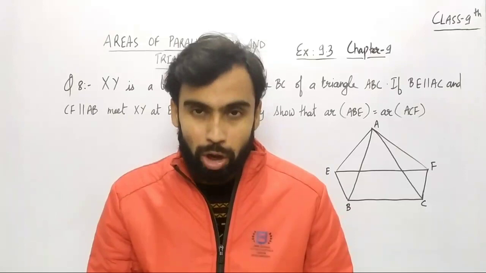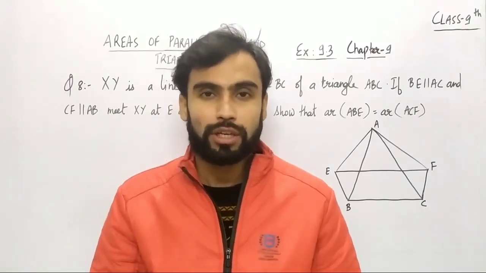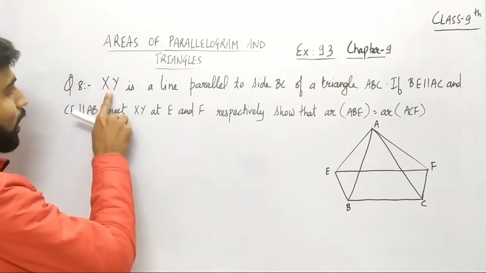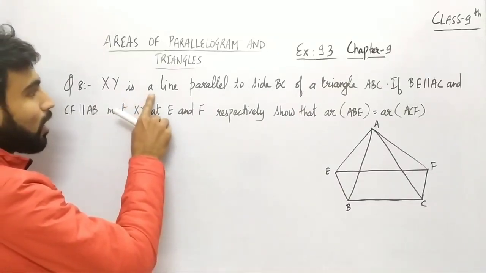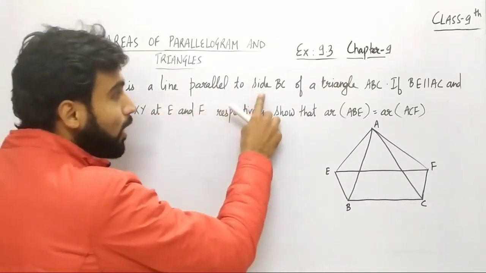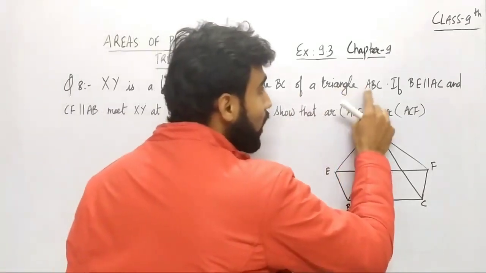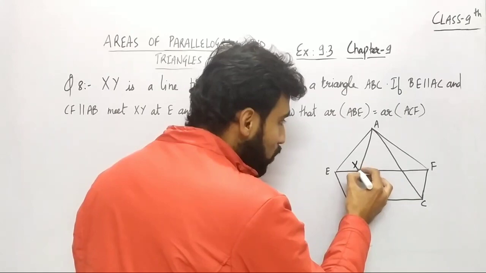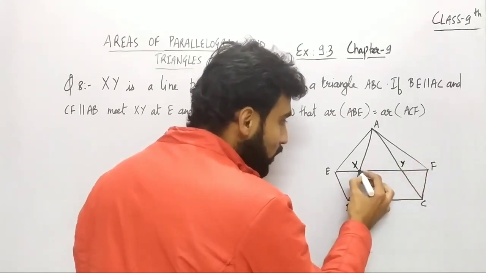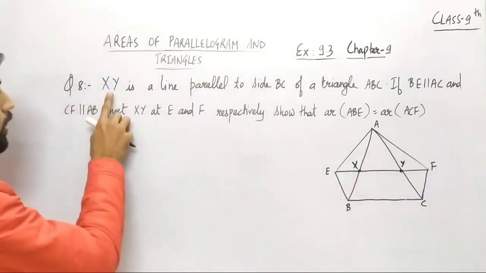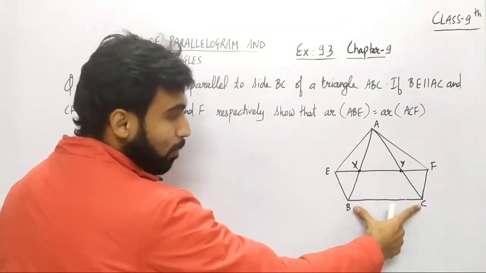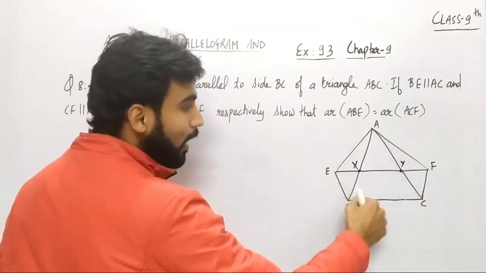So students, now moving on to the next question here. So you can see the question is 8th part. You can see that it is given as XY is a line parallel to side BC of a triangle ABC. So you will find out, let me first mark that. I suppose I forgot to mark X and Y points here. So you can see XY is a line which is parallel to the side BC of triangle ABC, right?